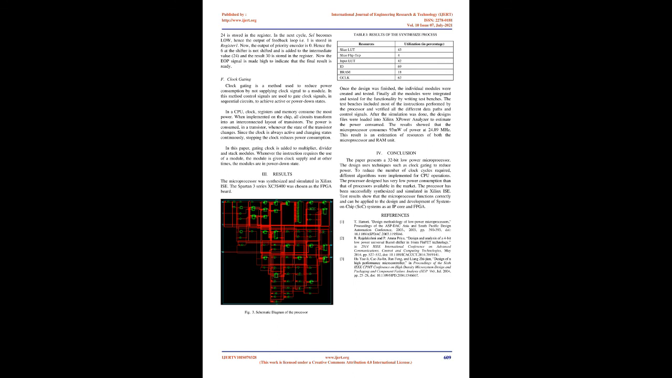For conclusion, the paper presents a 32-bit low-power microprocessor. The design uses techniques such as clock gating to reduce power. To reduce the number of clock cycles required, different algorithms were implemented for CPU operations. The processor designed has very low power consumption compared to processors available in the market. The processor has been successfully synthesized and simulated in Xilinx ISE. Test results show that the microprocessor functions correctly and can be applied to the design and development of system-on-chip (SoC) systems as an IP core and FPGA.